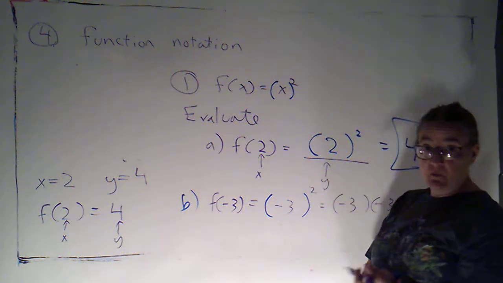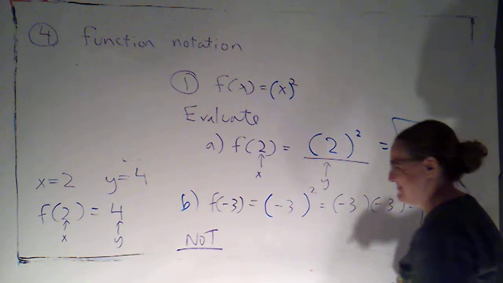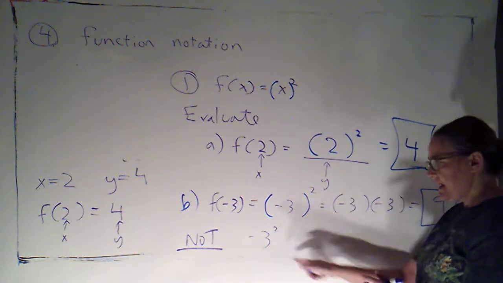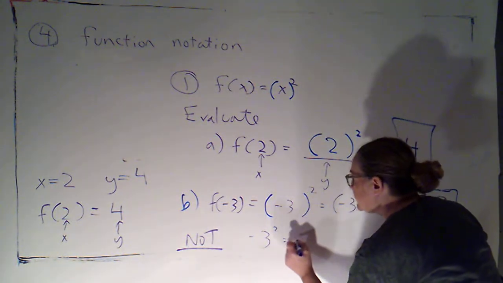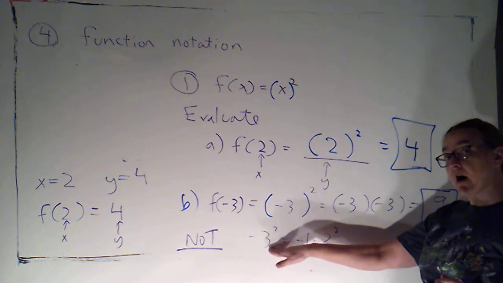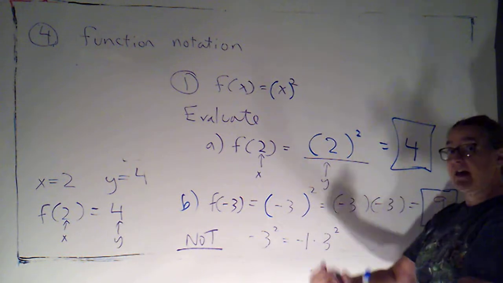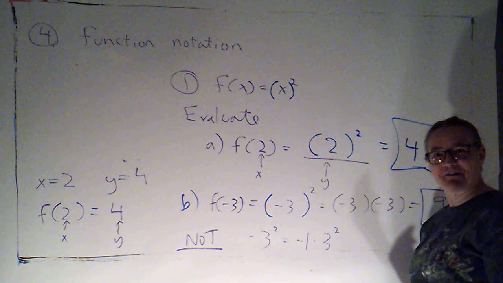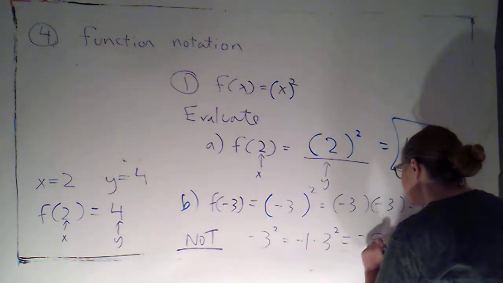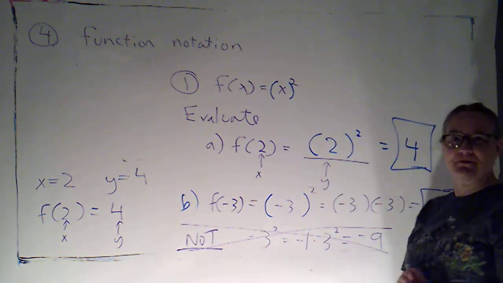If I didn't write the parentheses, so this is not what it should be. If I didn't write the parentheses and I was just careless and I wrote this, this actually means -1 times 3 squared, because order of operations, we do exponents first and then multiplication. And a negative sign in front of a number just essentially means I'm multiplying it by -1. So this would be -9, and that's not what I get when I plug in -3.